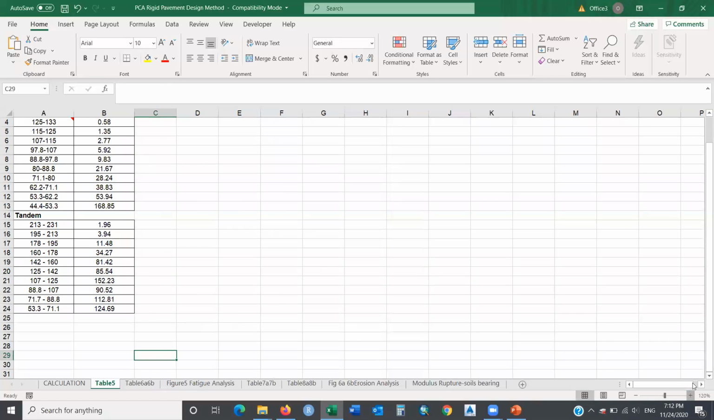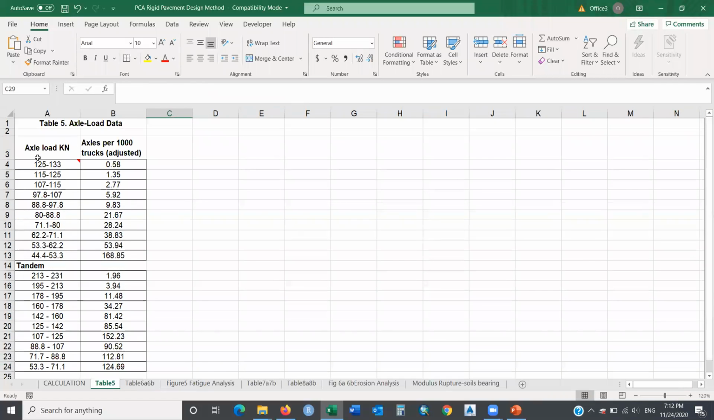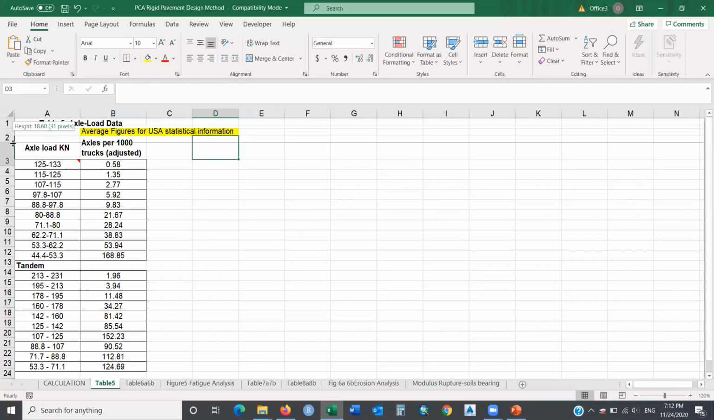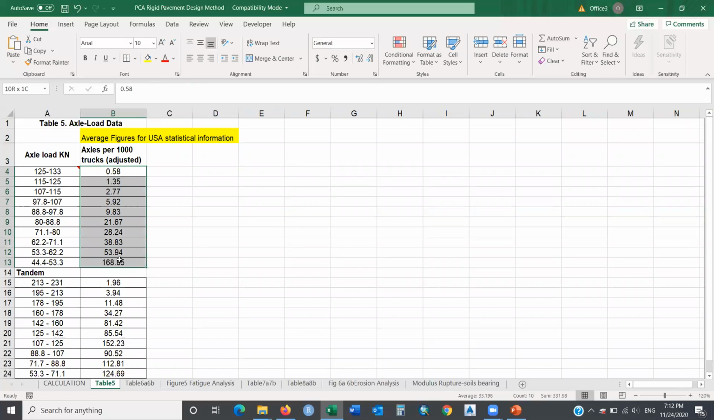Finally, before I finish this class, this is average figures for USA, statistical information. And you only use this when you have no information for your road or your jurisdiction. If you have information, you don't use these values.